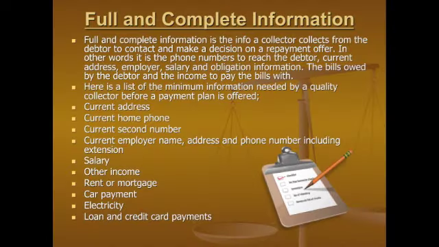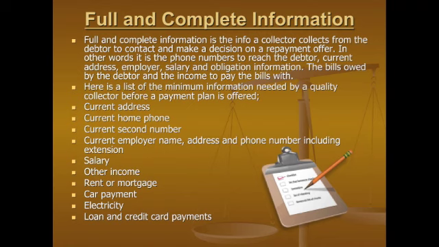So full and complete information is the info a collector collects from the debtor to contact and make a decision on a repayment offer. In other words, it's the phone numbers to reach the debtor, the current address, employer, salary, and obligation information. The bills owed by the debtor. This is what the full and complete information is. So let's talk about how this is going to help us.